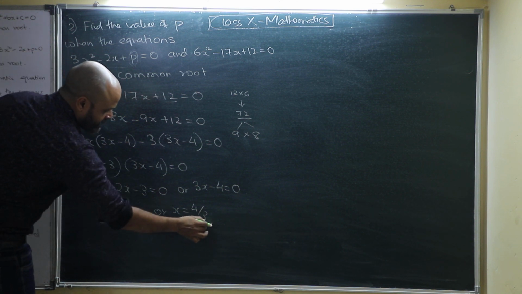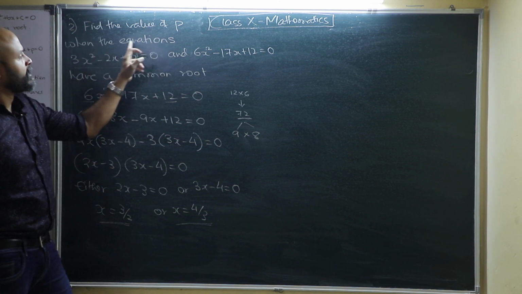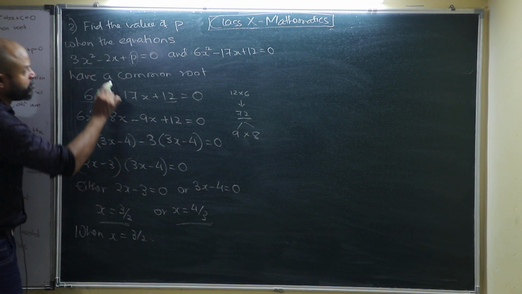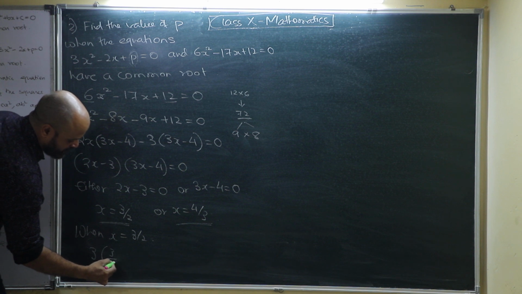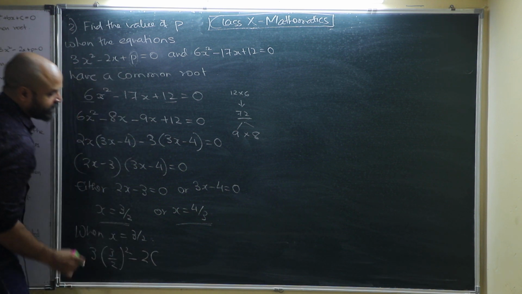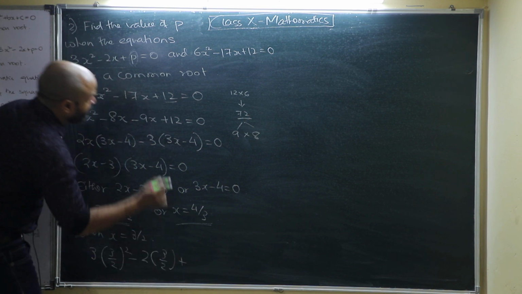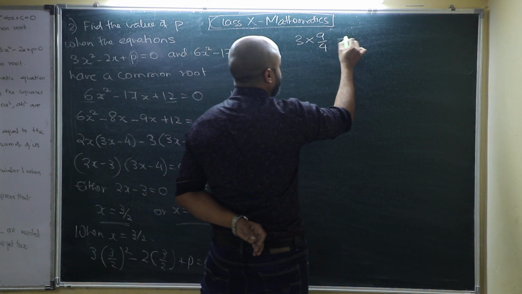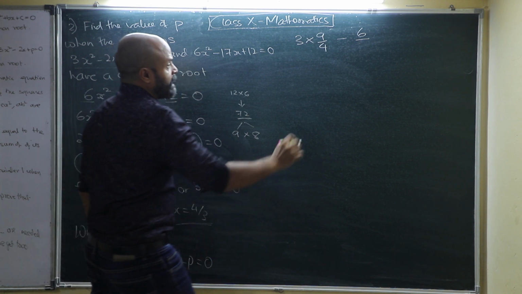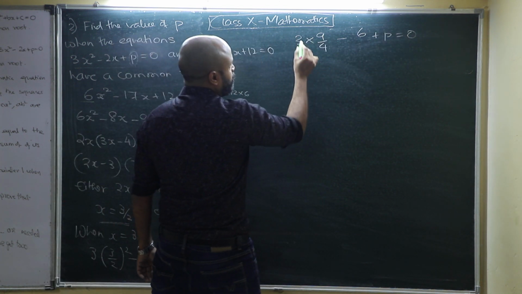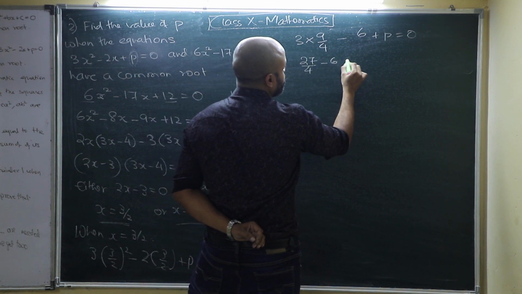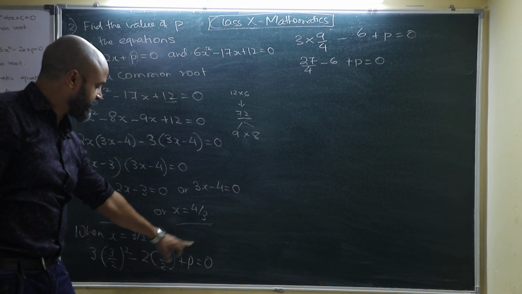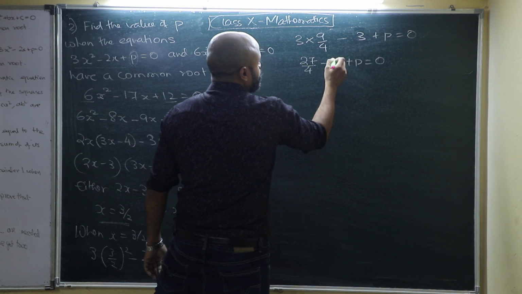Now obviously the values of x taken out here will satisfy this equation as well, as per the given condition that the equations have a common root. So when x is equal to 3 by 2, what do we get here? 3 into 3 by 2 square minus 2 into 3 by 2, plus p is equal to 0. So what do we have here? 3 into 9 by 4 minus 3, since the 2 gets cancelled, plus p is equal to 0. This gives you 27 by 4 minus 3 plus p is equal to 0. Let's quickly check this out.